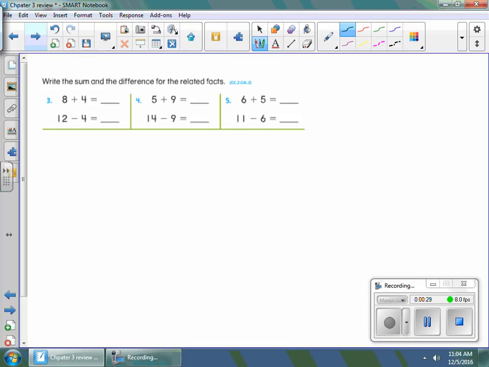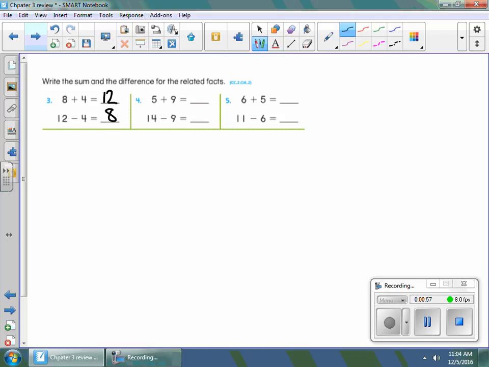Write the sum and difference for the related facts. So these addition and subtraction facts are related. They are parts of a fact family. So 8 plus 4 equals, Ashley? Good. And then we can see now 8, 4, and 12 are members of this family. Nobody else. So 12 minus 4 must equal, Jack? 8. Good. Second set of related facts.